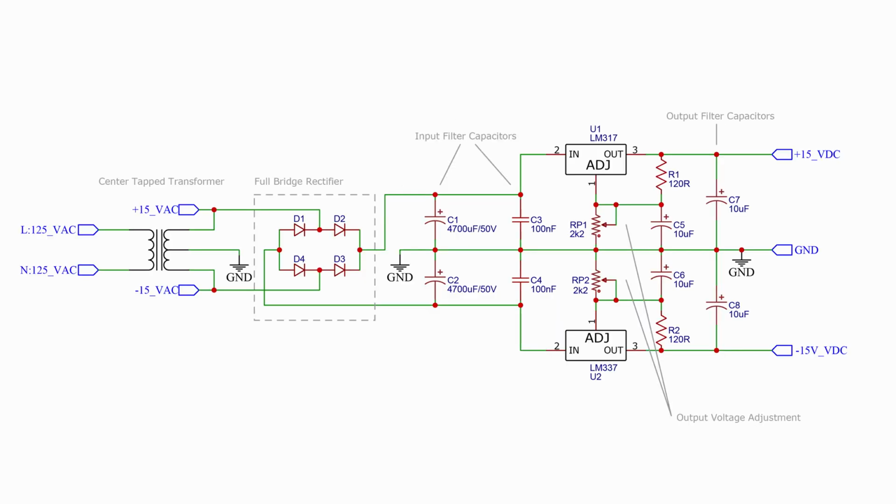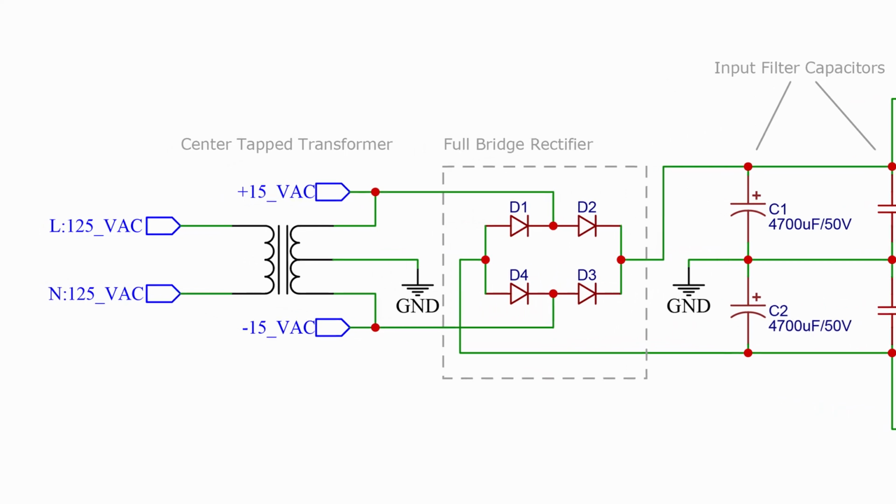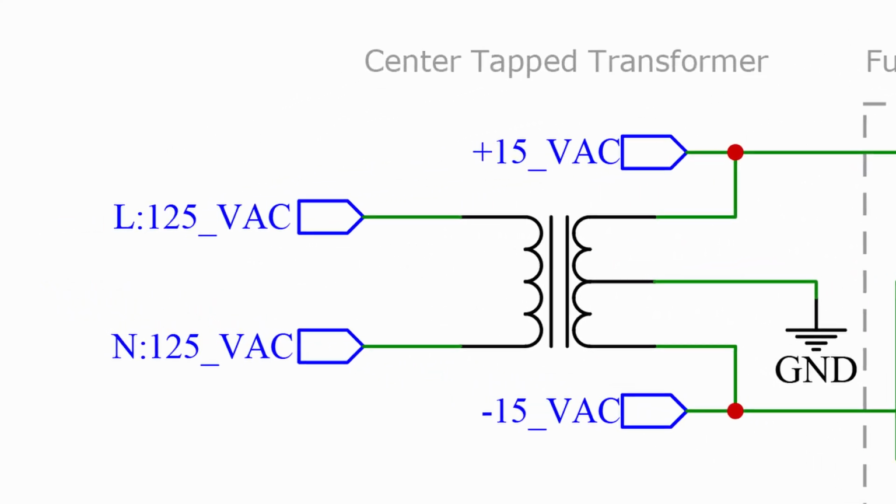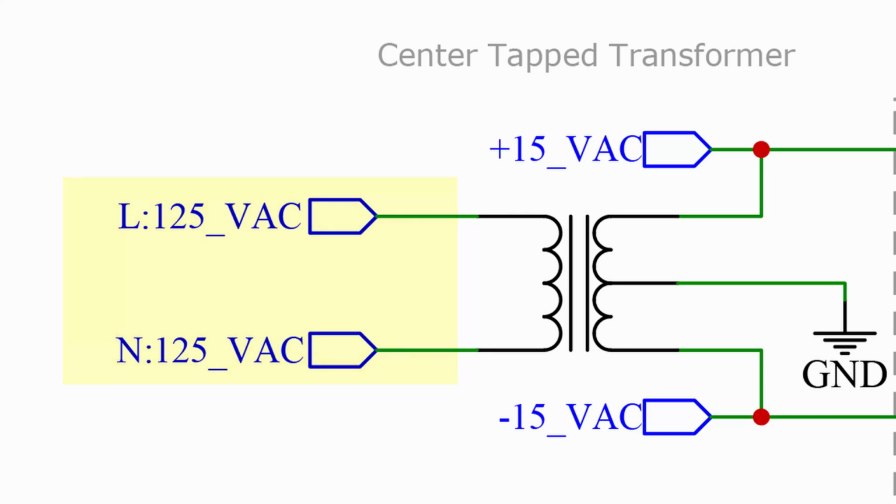Let's take a look at the schematic. It is quite a classic design. I'll link the source of the version I use in the description. First, we need to drop the mains voltage level to a level that is close to our desired output voltage. Here in Canada, we have 120 volt RMS AC from the wall. We will step this down to 30 volt RMS using this transformer.